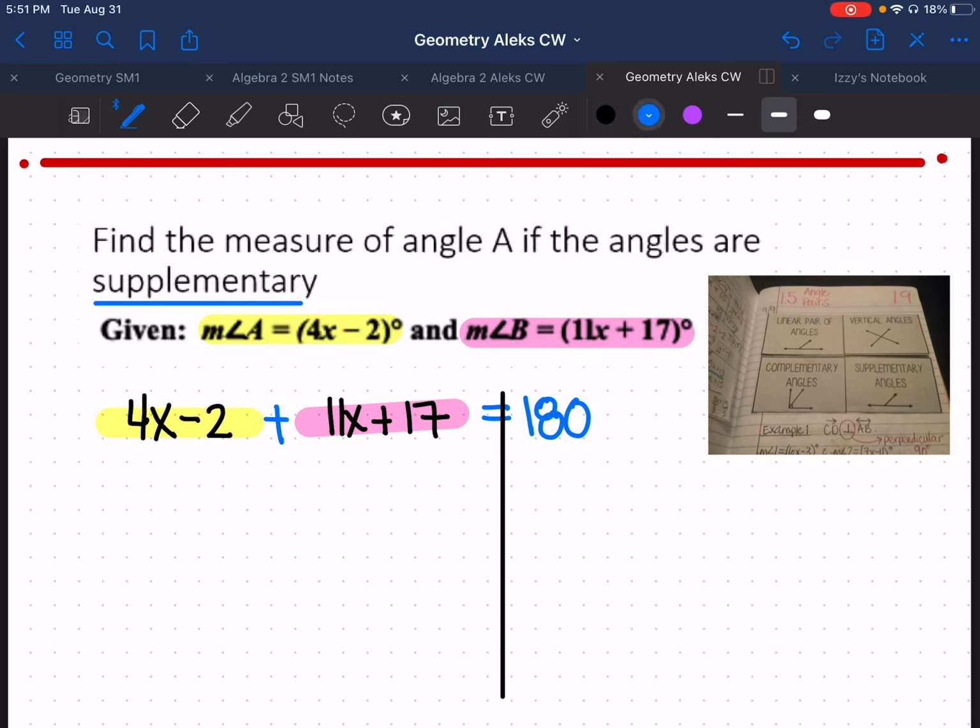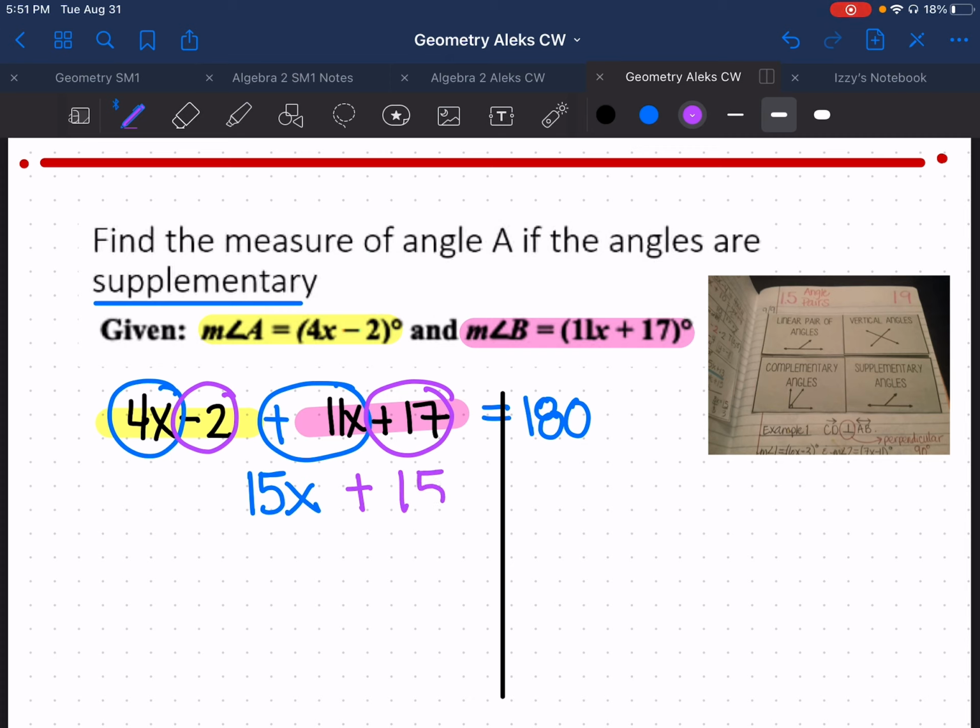I'm going to go ahead and combine my like terms. I'm going to combine together the x's: 4 plus 11, which is 15x. And then I'm going to do negative 2 plus 17, which is positive 15. Let me just double check. Yep.